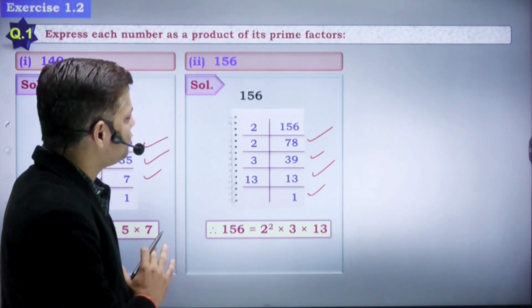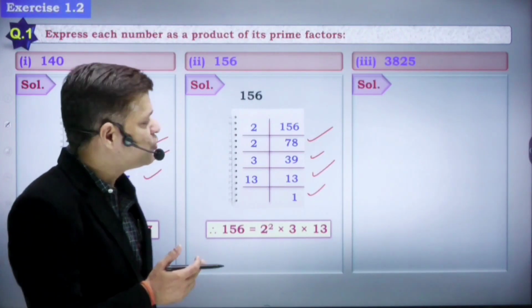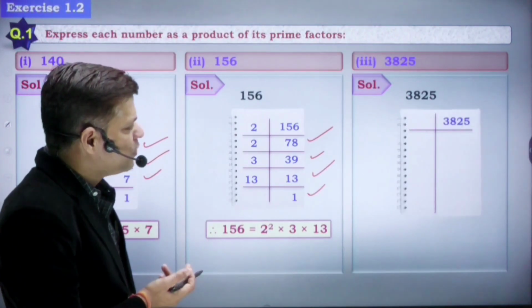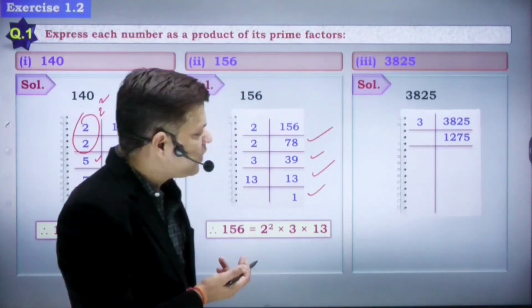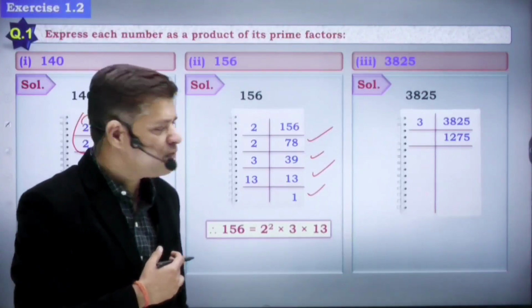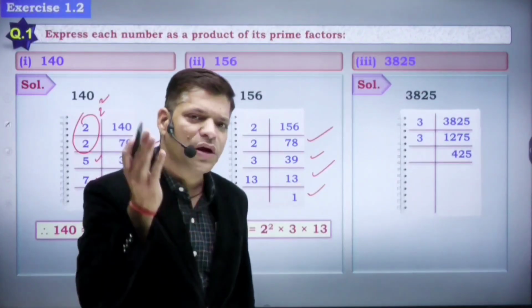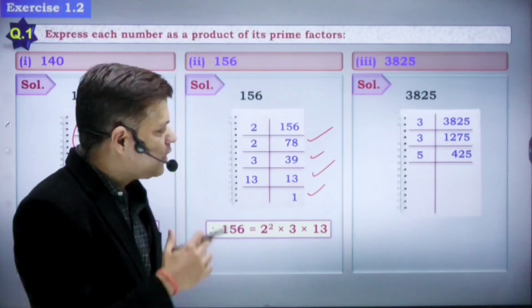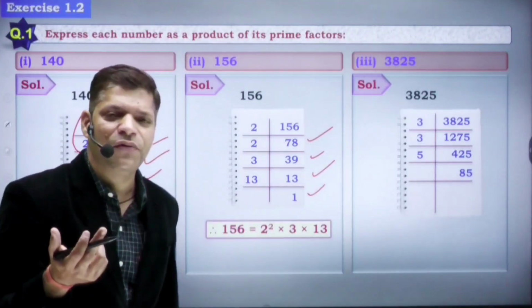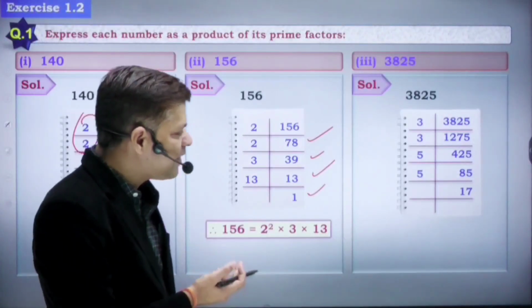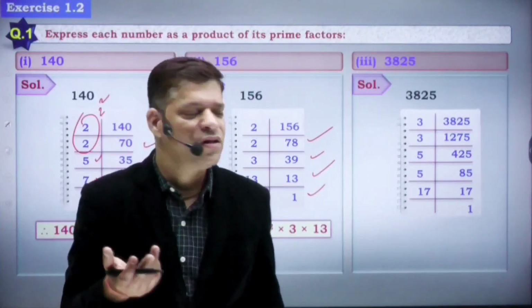Now the third part is 3825. We have to do the prime factorization. Okay, the last digit is 5. So first divided by 3. Okay, and we can see that when divided by 3, it will be 1275. Then again it may be divided by 3, that is it will be 425. Then divided by 5, then it will be 85. Then again if it is divided by 5, then it will be 17, and 17 is a prime number. Okay, so 17 divided by 17 is 1.